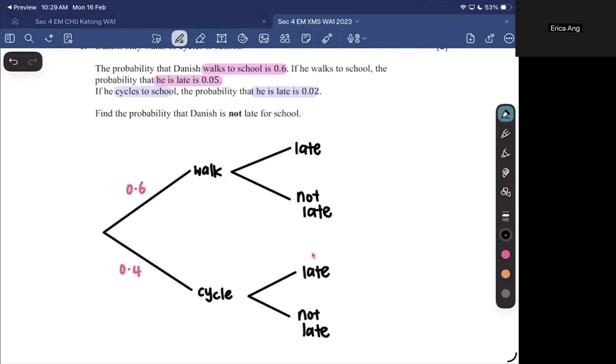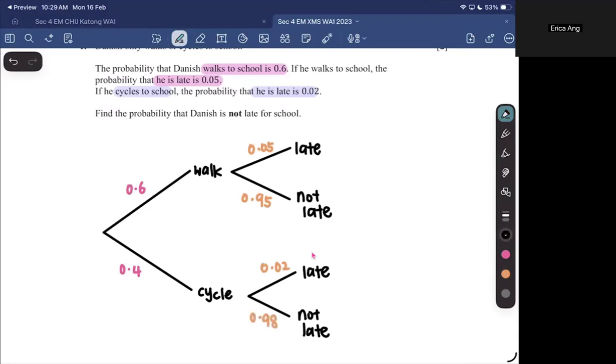Okay, so he is either late or not late only, correct? There's only two alternatives, right? So if he walks to school, the probability that he's going to be late is 0.05. That means if he's not late, 1 minus 0.05, so 0.95. But if he cycles, the probability of being late is 0.02. Then this is 0.98.